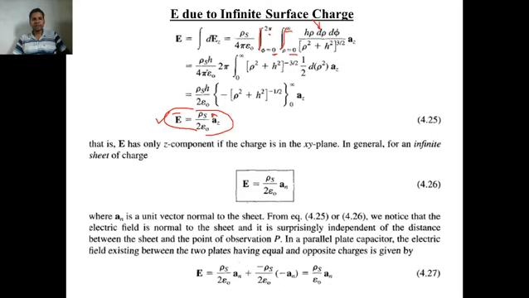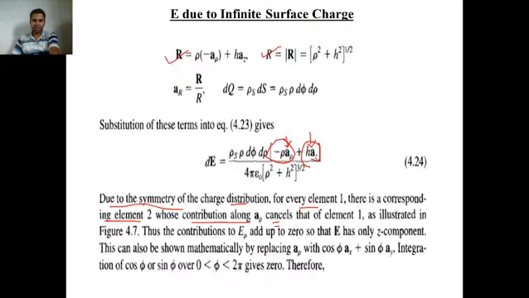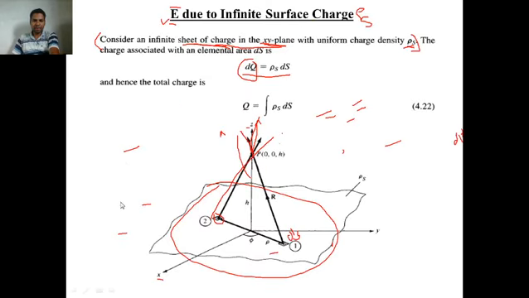This particular part you do your calculations in your notebook, and only then will you understand how to get it. It is very difficult to explain here, but you do this part in your notebook by solving, and at the end you will get this particular formula. But in this formula you find az cap is the direction. Why az cap? Because your differential surface or your total surface is in the xy plane, and your point is on the z axis. Therefore, ultimately the electric field intensity is along the z direction only.